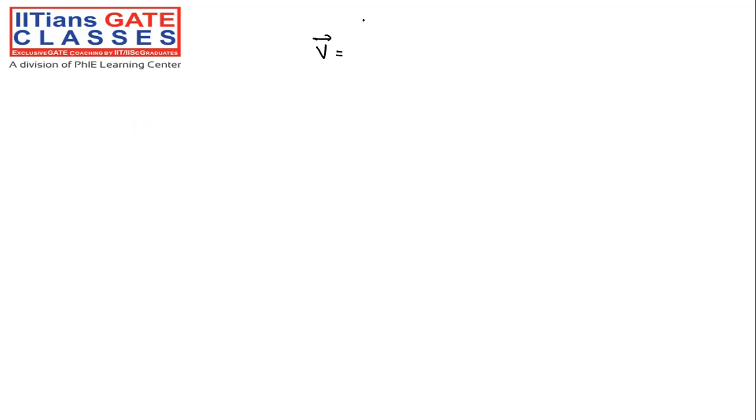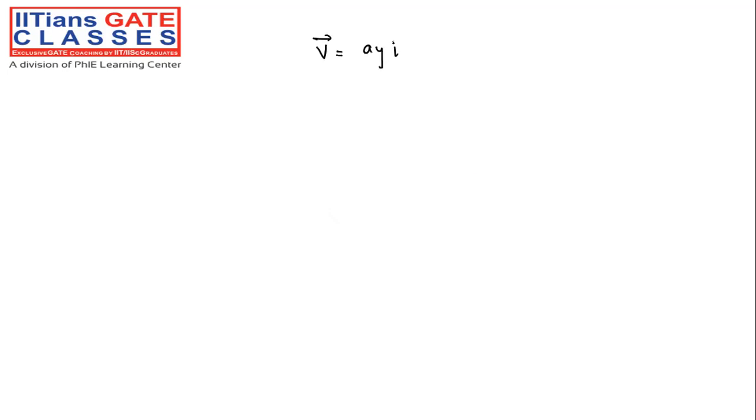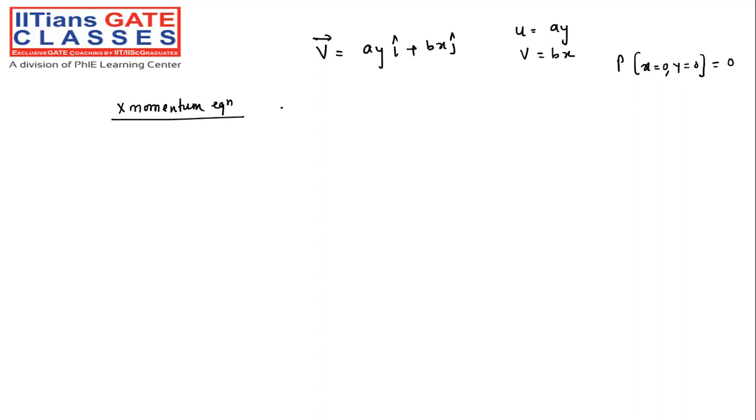Now, first of all, we need to write the velocity vector field. The velocity vector field they have given again as ay i plus bx j. That means simply we can say the u component will be ay and the v component will be bx, right? And the pressure value they have given at the location x equal to 0, y equal to 0 is 0, right? So we have to use the momentum equation.